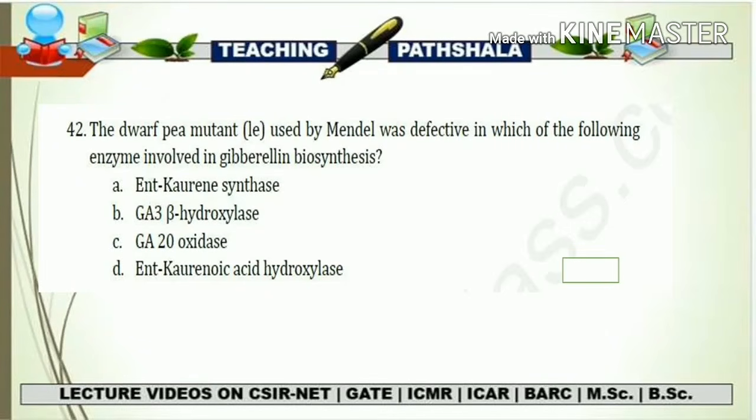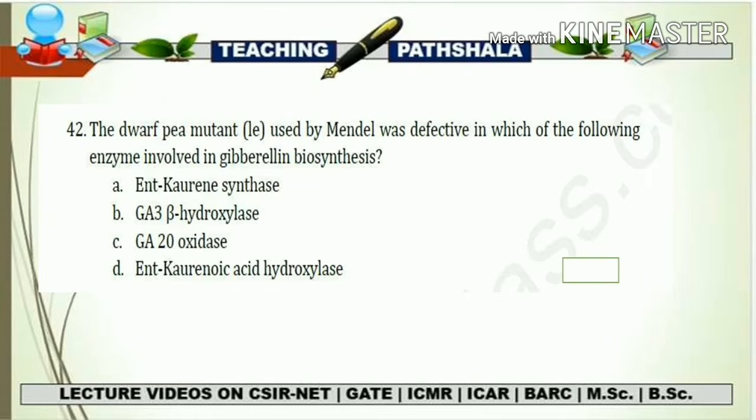So what you have to do is pick a particular enzyme in which, if there is a defect, there will be the generation of a dwarf pea plant, and that mutant, known as small l and small e, was mainly found by Mendel. We have already discussed this case in our previous slide. The first option is ent-kaurene synthase. This is not the enzyme whose defect leads to dwarfism in our plant. Option B is GA3 beta hydroxylase.